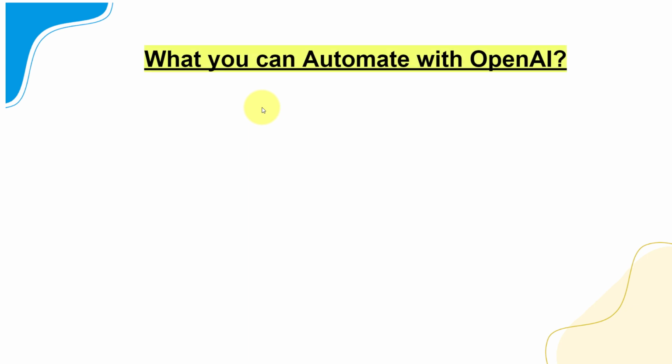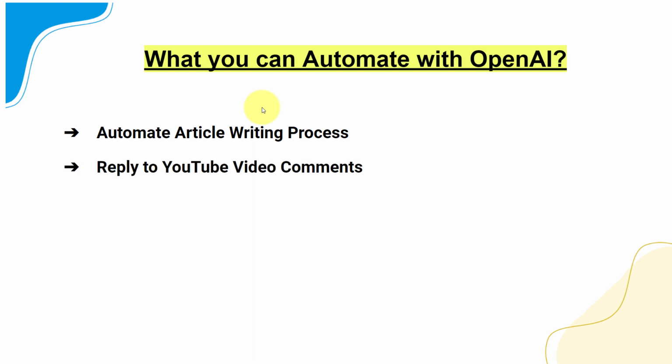Okay, so these were a few tasks which you can perform with the help of OpenAI. Now I am going to show you which tasks you can completely automate with the help of OpenAI. So the very first task in the list is that you can entirely automate your article writing process. Yes, you do not have to do anything manually. By simply connecting your OpenAI application with an automation software, you can entirely automate your article writing process.